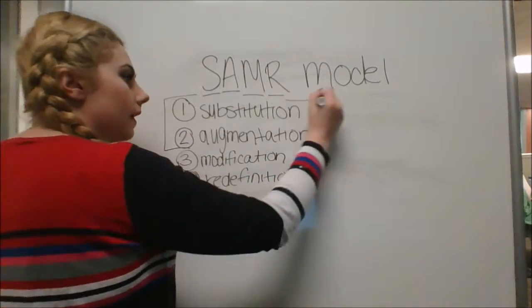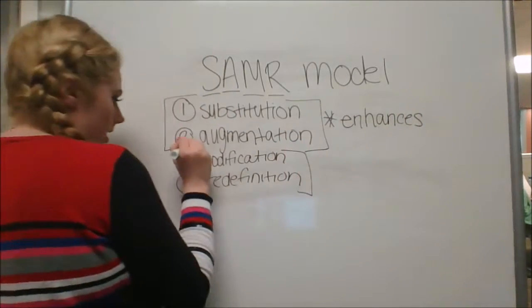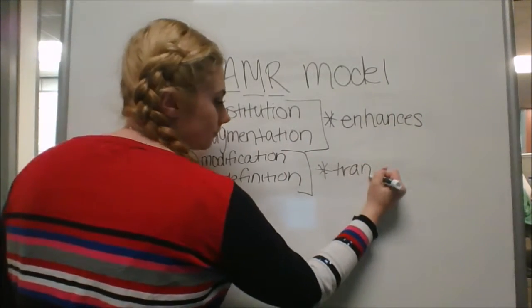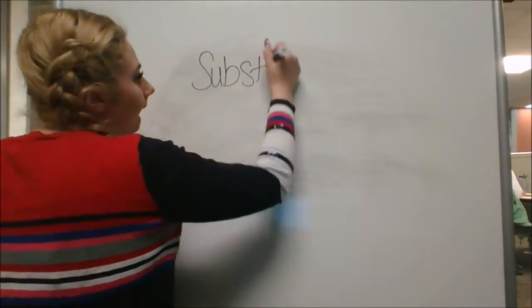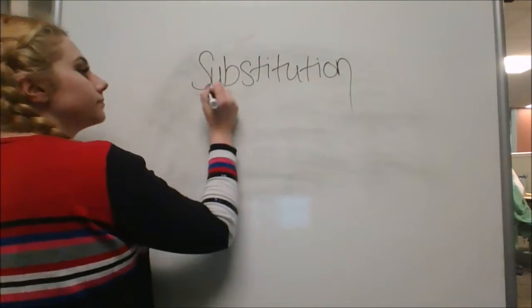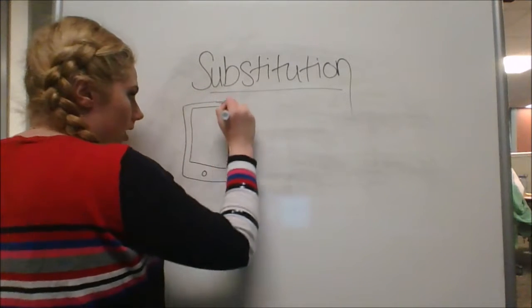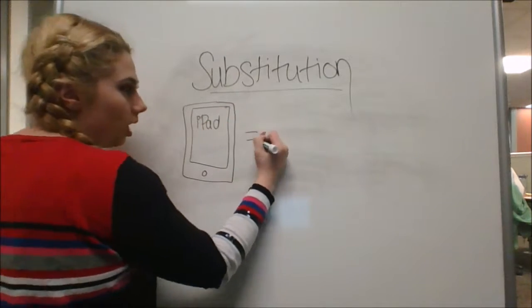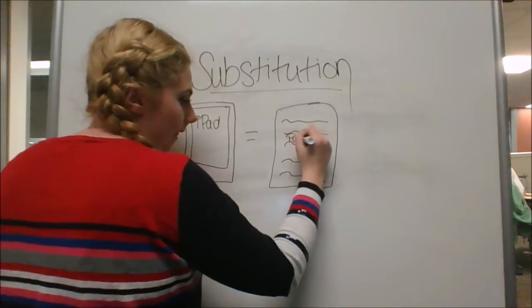There are 4 layers to the SAMR model. The first 2 focus on enhancing a project, while the second 2 focus on transforming a project. The first layer, substitution, occurs when technology is simply used in replacement of a project. For example, a quiz is printed out from the internet and each student hands it in, instead of a teacher verbally asking questions and having the students record their answers on a sheet of paper.